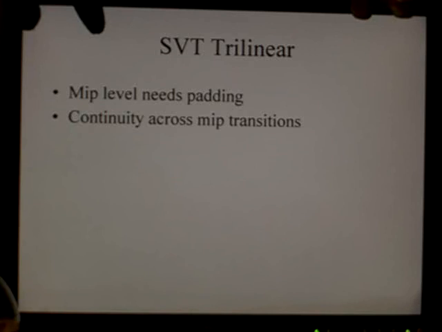So the actual dimensions I'm using in this demo, it's probably too small. I'm using a 64 by 64 page. So it's actually a 60 by 60 page with 2 texels of padding on all sides.